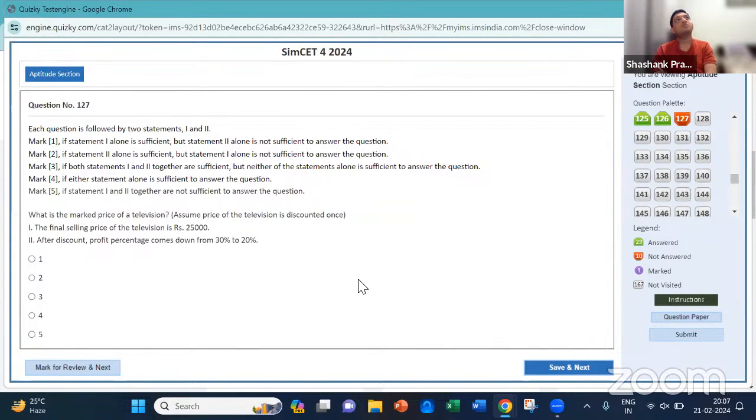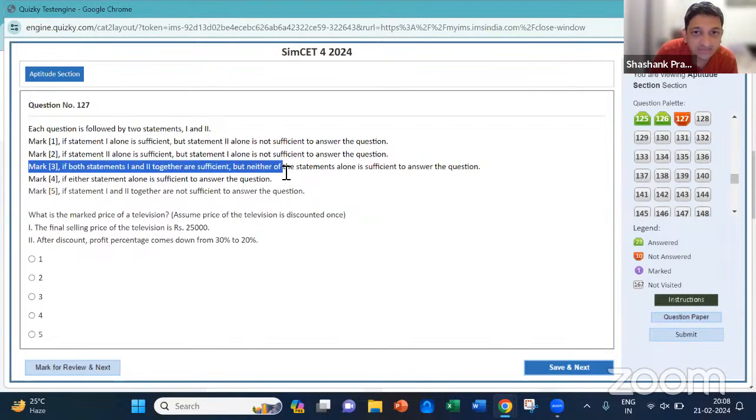So 20%, 1.2 times is 25,000. So 1.2 times is 25,000. So actual will be some 21667, some number will come, I'm not sure. But before that, it would have been 30%. So that is the cost price, right? Yeah, we'll get the cost price. Yeah, I think using both you should be able to manage. Oh, sorry, I'm so sorry. I didn't see the options. Statements 1 and 2 are together sufficient, right? Yeah, option 3 will be my answer here.